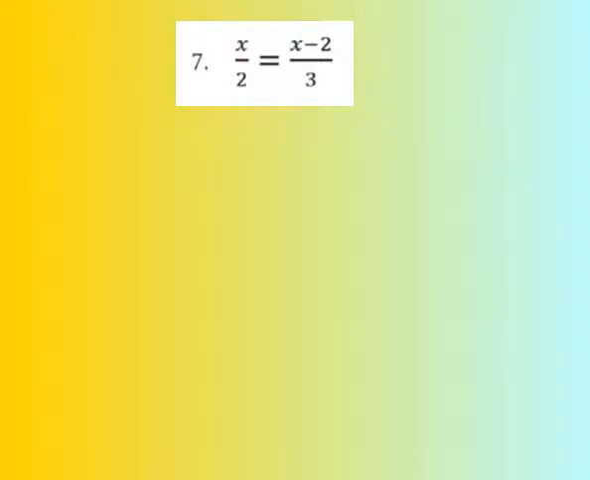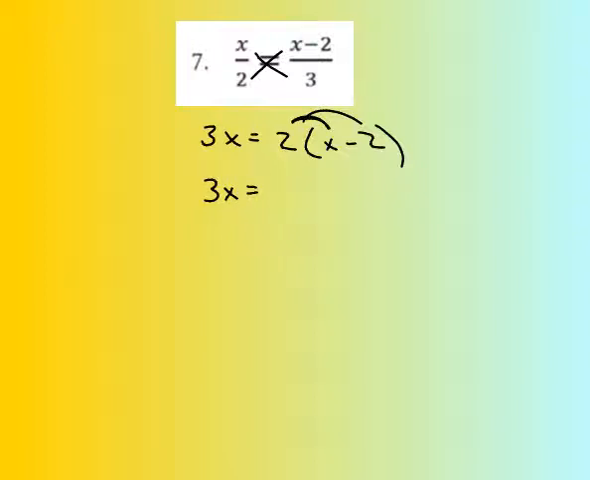This one's nice and tricky. So we have 3x equals 2, and now look what they did. They gave us x minus 2. So to do that, we already did this. We just distribute this 2 through. So 3x stays the same. 2 times x is 2x, minus 2 times 2 is 4.